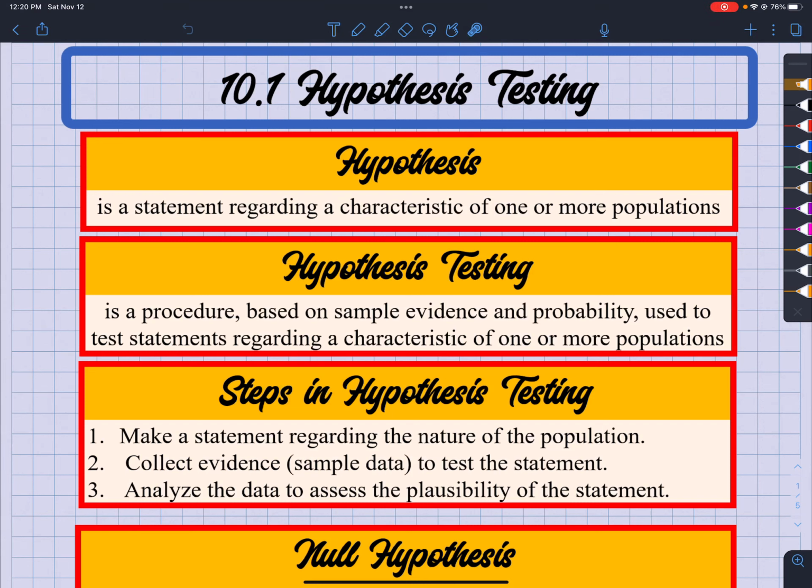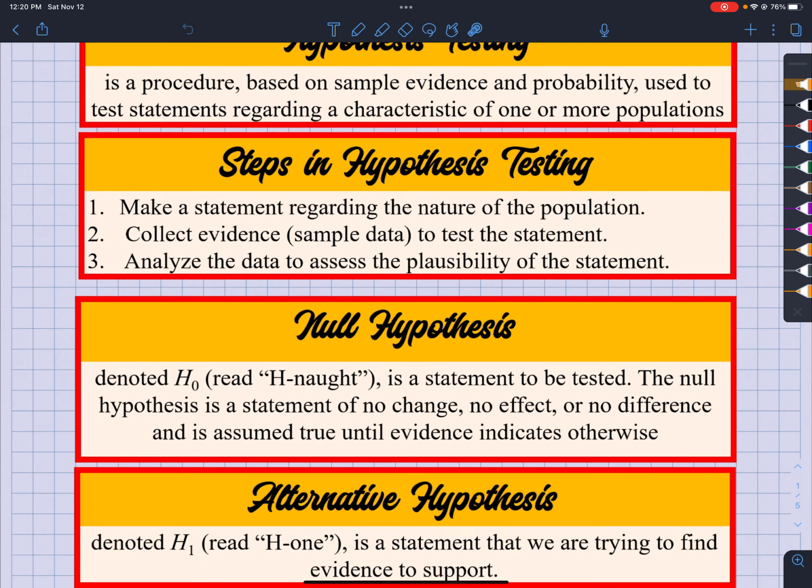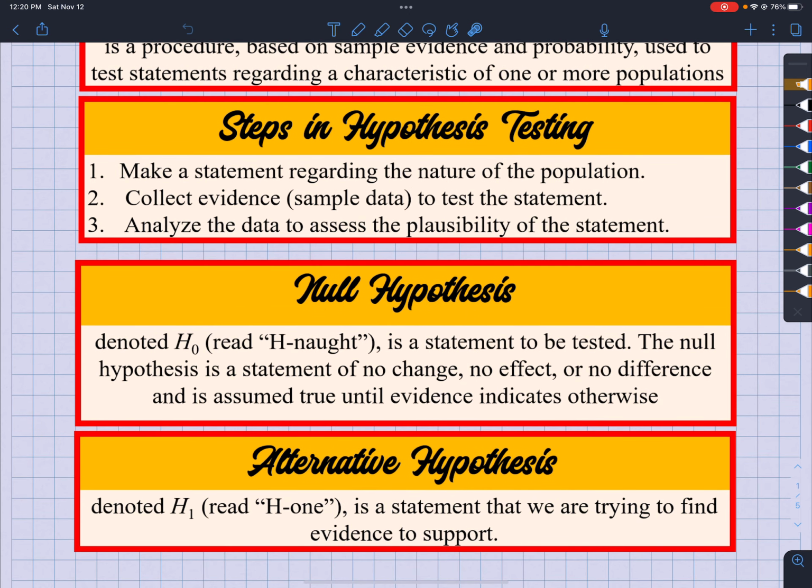So today we start talking about hypothesis testing, right? With hypothesis testing, the important part is that you're going to be given evidence, and then you're going to make a statement. Actually, you're going to make two statements. One is the null hypothesis, which is denoted as H naught, subscript 0. It is a statement to be tested.